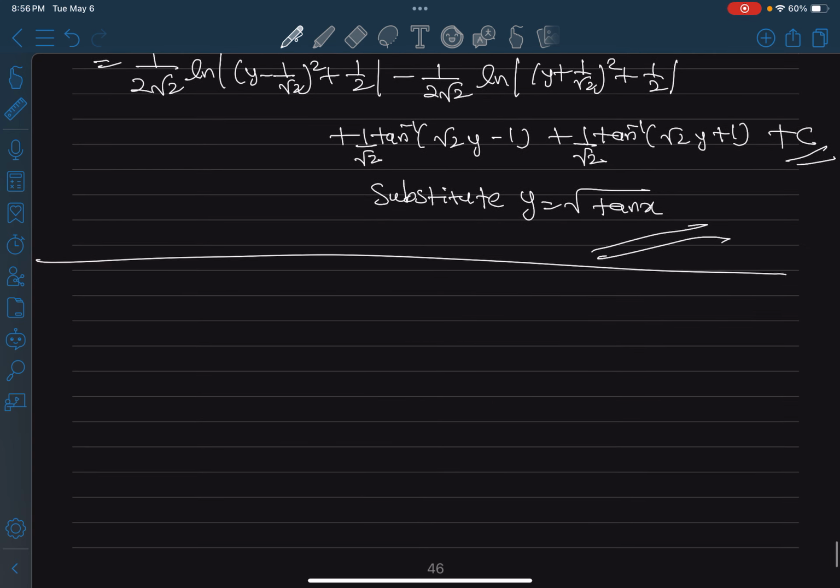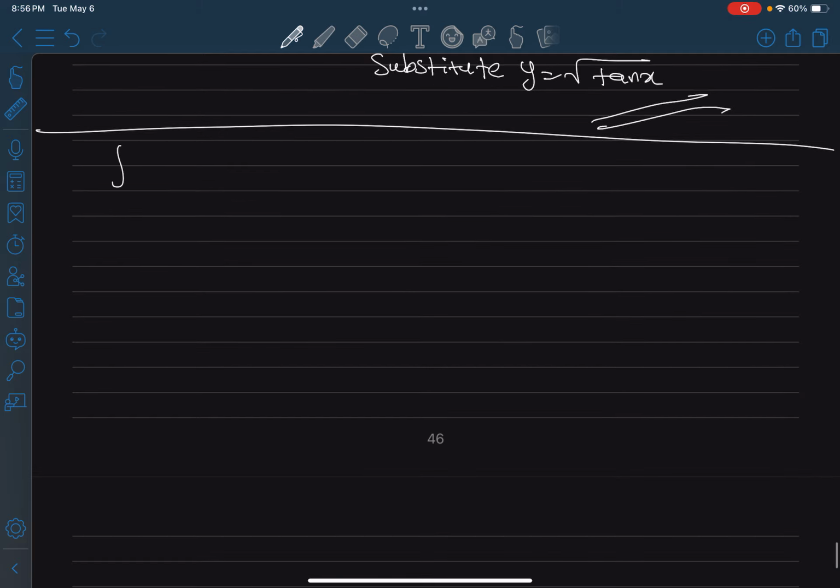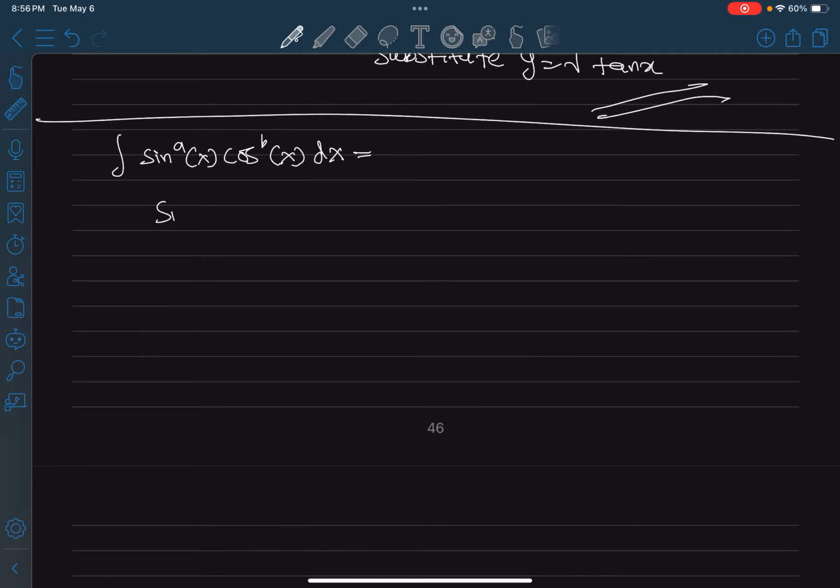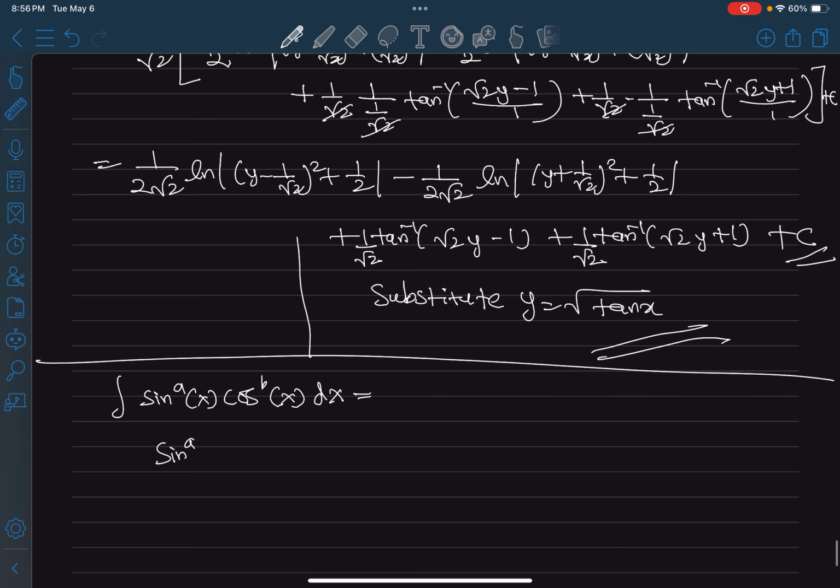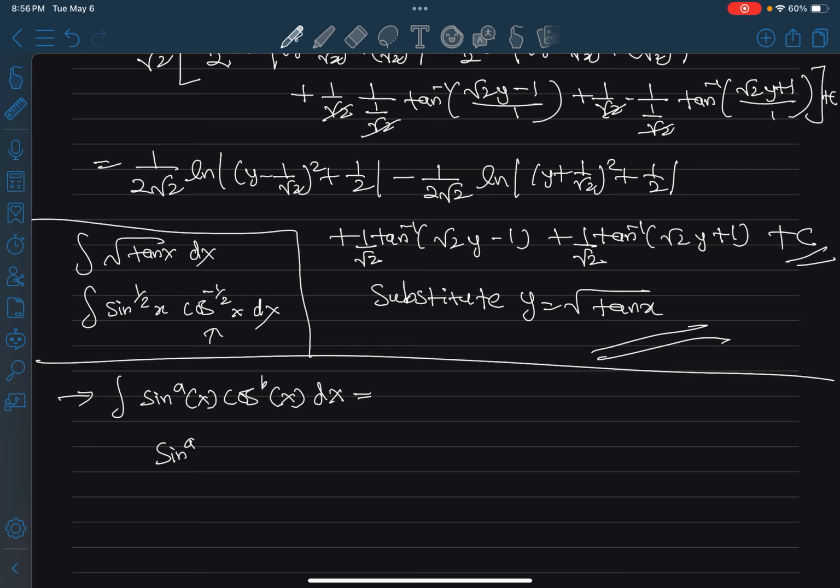Okay. So let me show you something else that I wanted to show you. Also, this integral of sine to the power ax cos to the power bx dx. Let me give you a general formula for this one, and how this formula helps us solve this integral is because integral of square root tan x dx can be written as integral of sine of half x cos of negative half x dx, right? So basically solving this is equivalent to solving this one, because then we can substitute a as half, b as negative half, right?